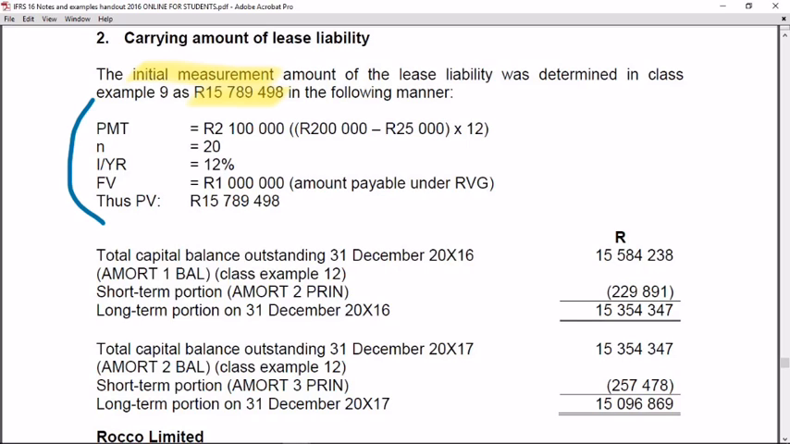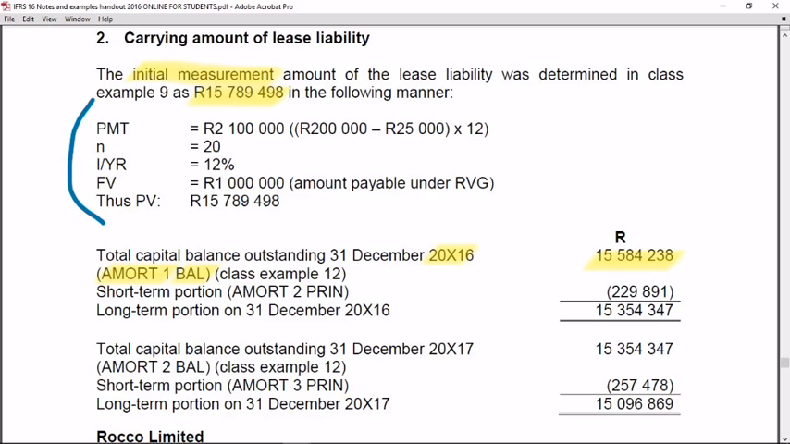So let's have a look at what we present for purposes of 31 December 20x16. The total balance outstanding is 15,584,238. That is now after you have added interest for a year and deducted 1 year's payments. You can determine that balance by using your financial calculator's amort function. It's the first period amort, and it's the balance variable that you're looking for.